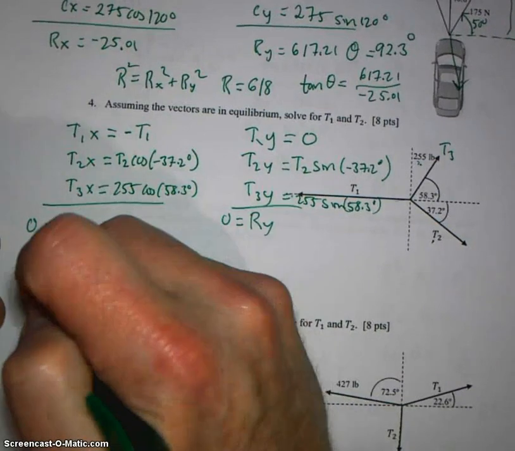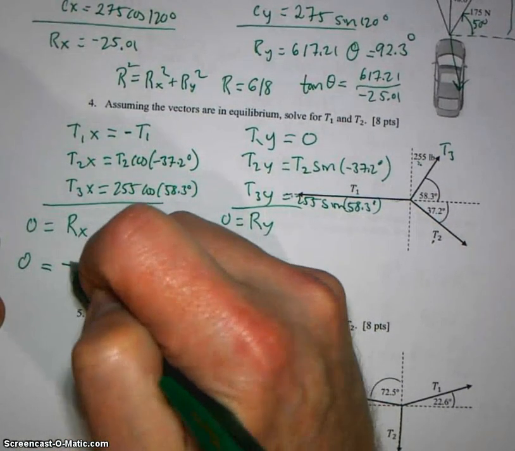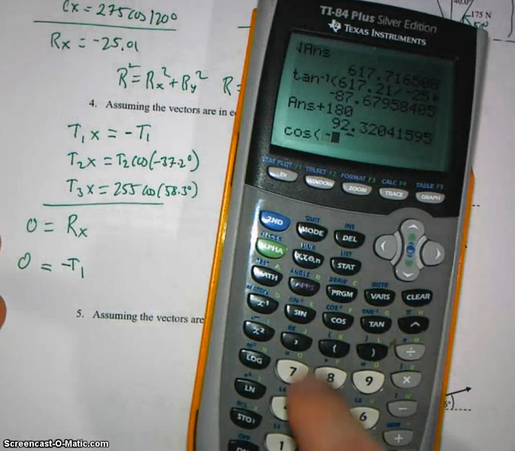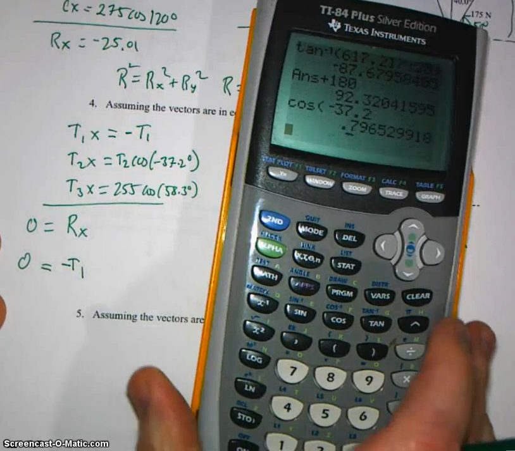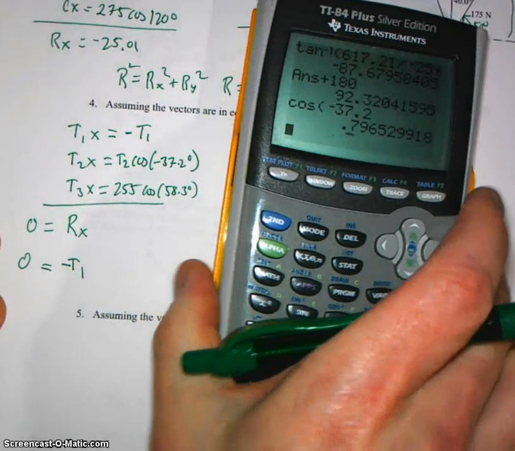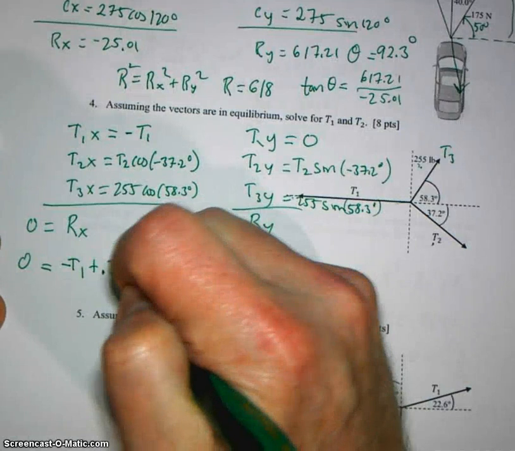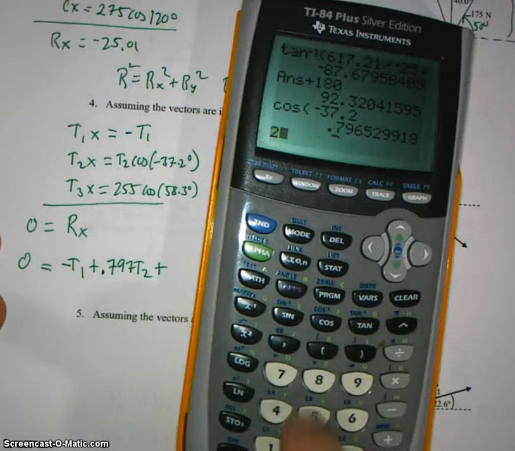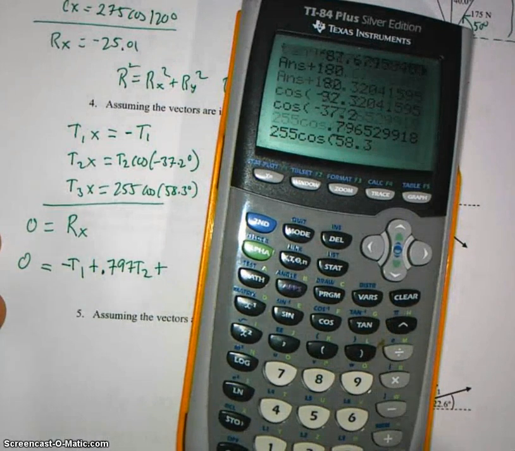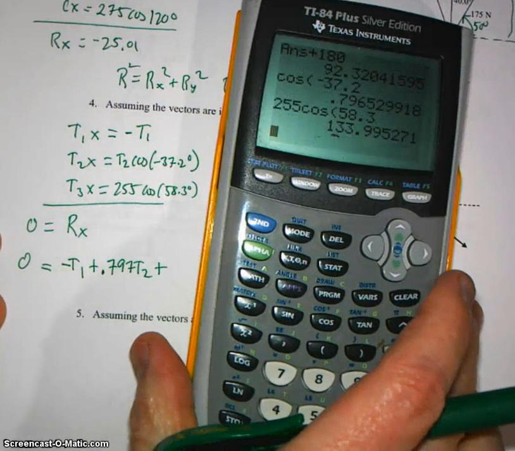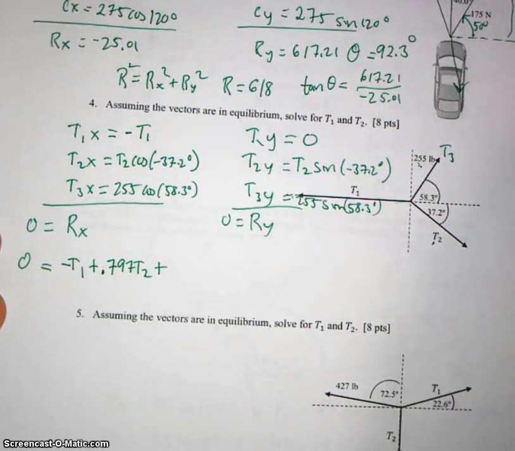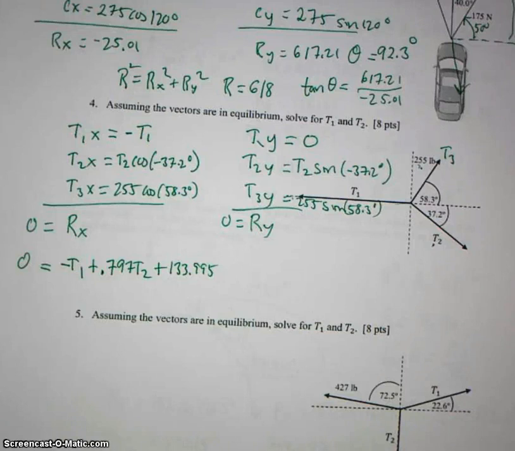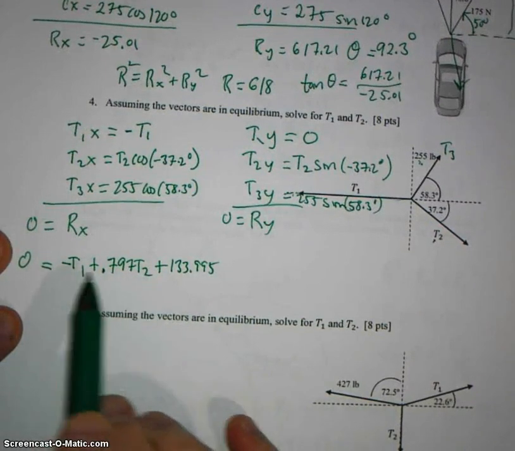All right, so adding these together, I get 0 equals negative T1 cosine negative 37.2 degrees, which is 0.797, so plus 0.797 T2 plus 255 cosine 58.3. I'm going to call it 133.995. That doesn't do much for me because this equation has two things that I don't know, T1 and T2.